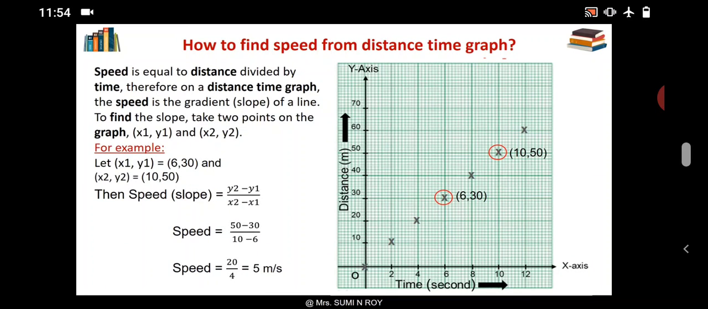Now let us see how to find speed from a distance-time graph. As we already know, speed is equal to distance divided by time. Therefore, on a distance-time graph, the speed is the slope of a line. To find the slope, take 2 points on the graph, (x1, y1) and (x2, y2). The formula to calculate slope is (y2 minus y1) divided by (x2 minus x1). Substitute the values in the given formula and after calculating, we will find the speed.